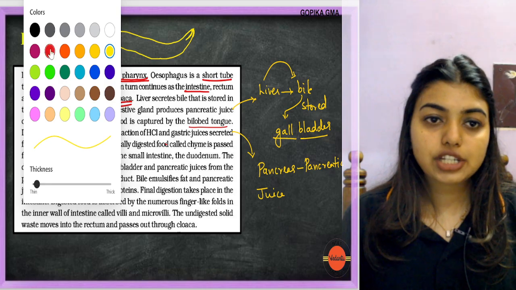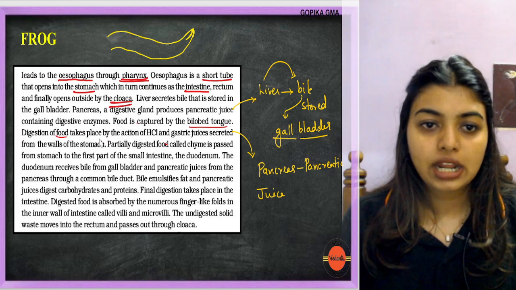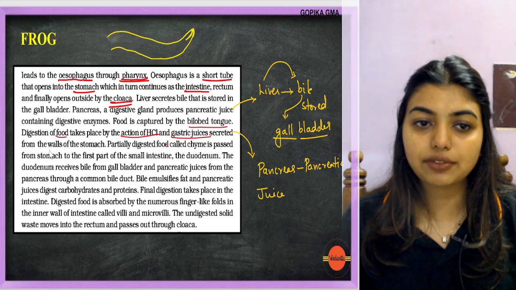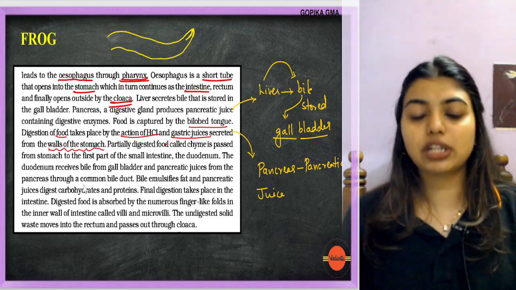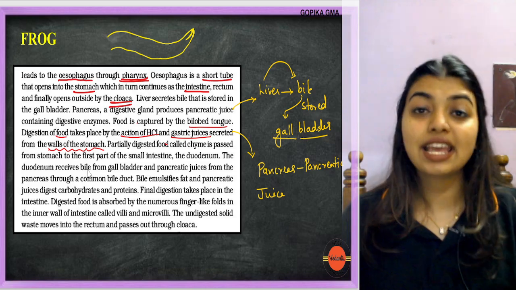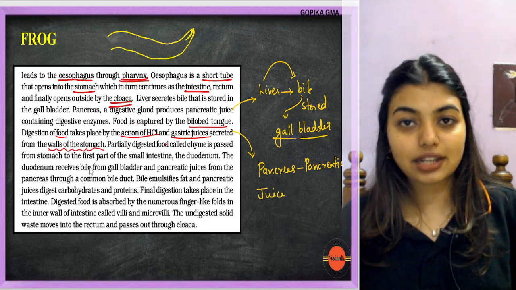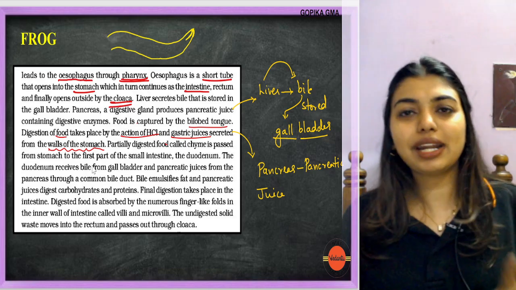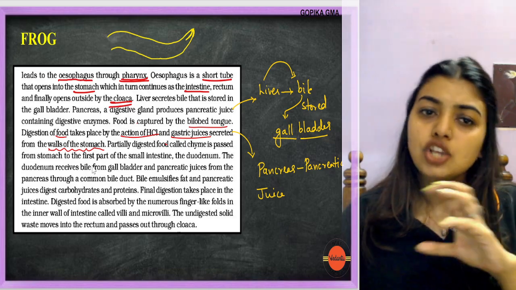Okay, now digestion of food. Digestion of food takes place by the action of HCl and gastric juices secreted from the walls of the stomach. Here also you can see that HCl is there, gastric juices are there, pancreatic juice is there, bile is there. All this looks so similar to our digestive system, right? What we have studied in smaller classes. So this is very easy.